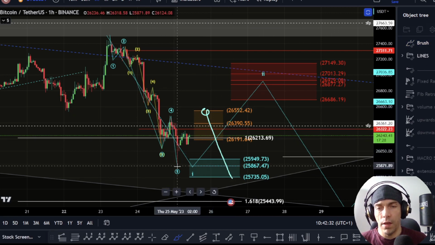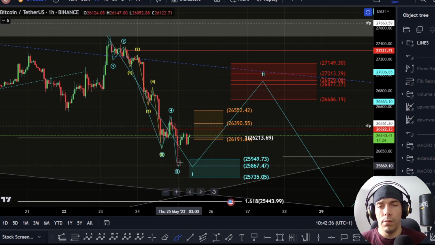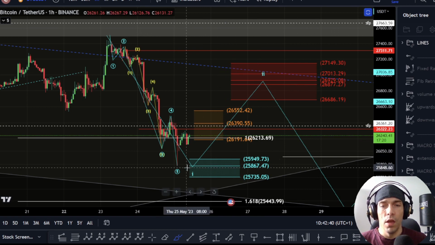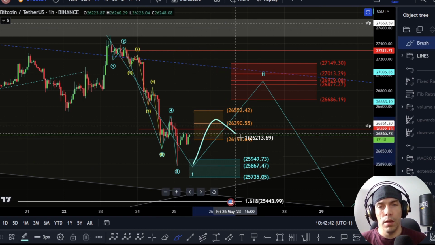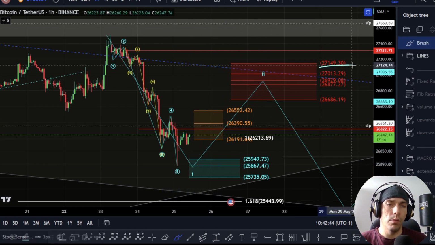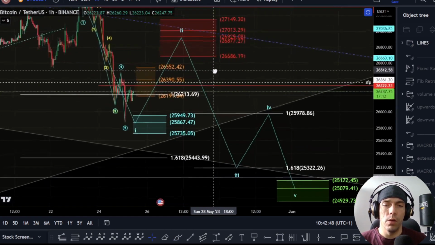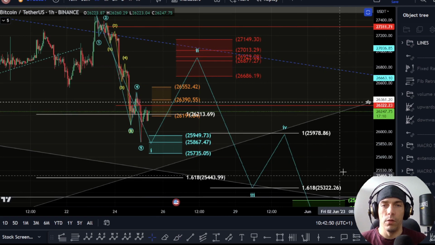If this low maintains here at this 25,871, potentially we could start to see a move to the upside develop in a 5-wave sequence. So what I'm looking out for here is if we get a 3-wave move to the upside and we fail to break this 27,149, what I would be focusing on is continuation to the downside here.